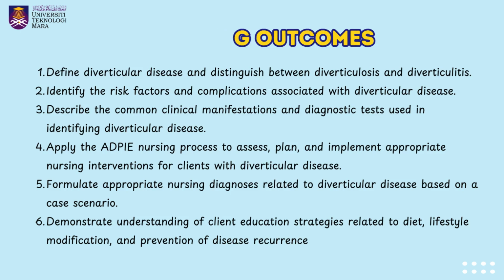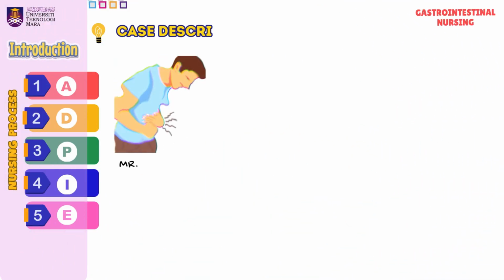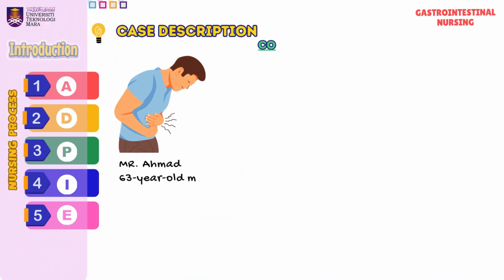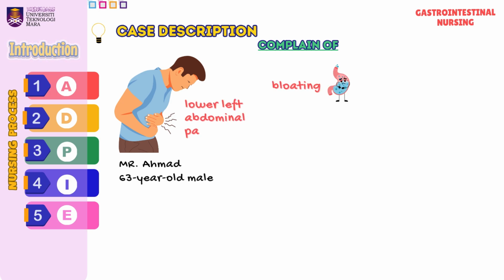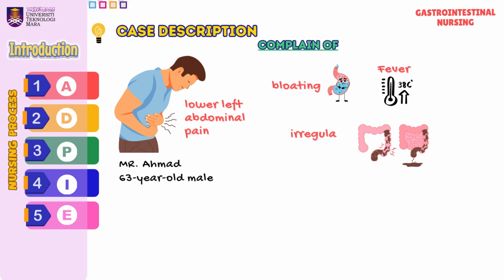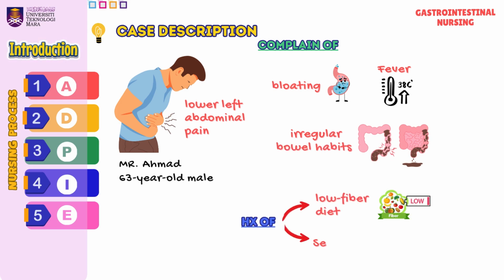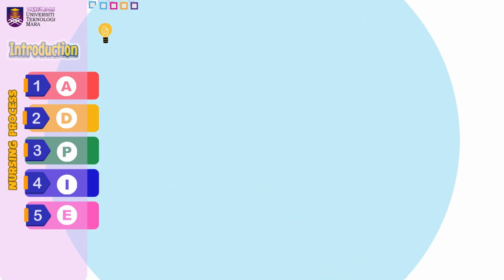Let's get started. Let's begin with a brief case study. Mr. Ahmed is a 63-year-old male who presents with lower left abdominal pain, bloating, fever, and occasional constipation. He has a long-standing history of consuming a low-fiber diet and leads a sedentary lifestyle. These are important factors in the development of diverticular disease.